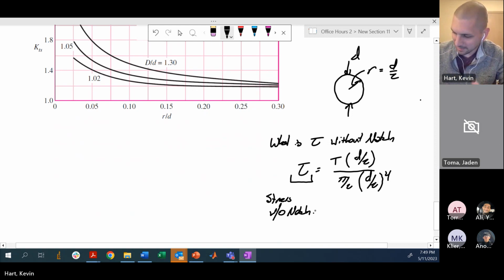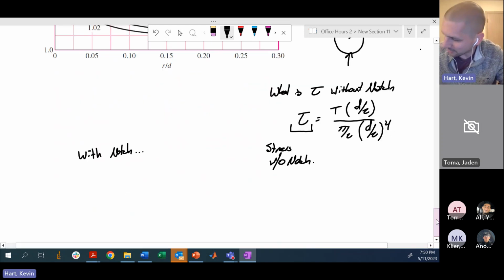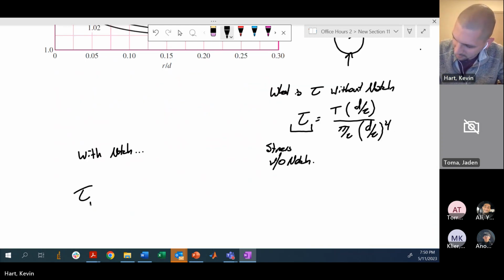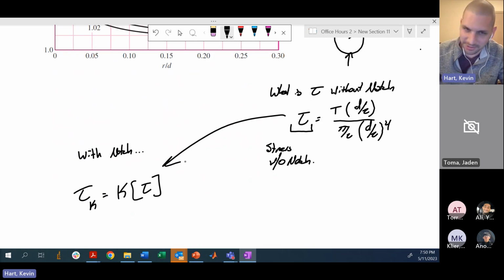But with the notch, you get some amplification. Let's call it tau K from amplification. It's the stress concentration factor times that shear stress that you calculated if the notch didn't exist. Understand?